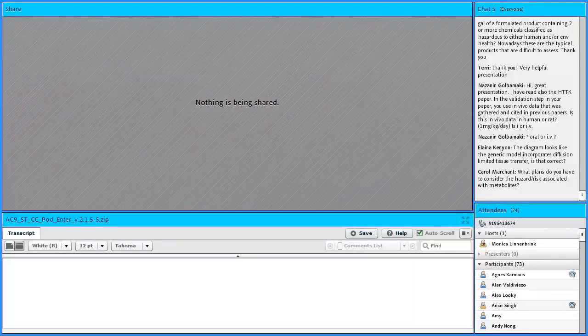The next question from Elena. It says, the diagram looks like the generic model incorporates diffusion-limited tissue transfer. Is that correct?